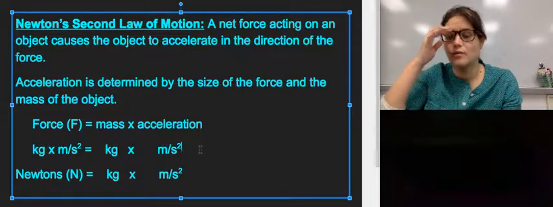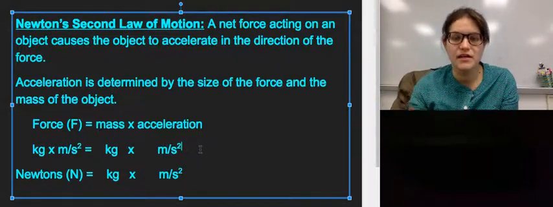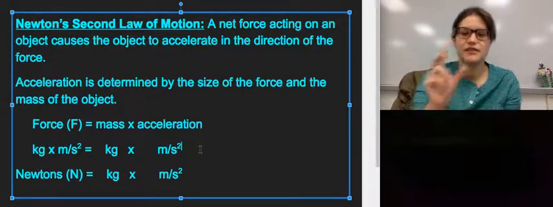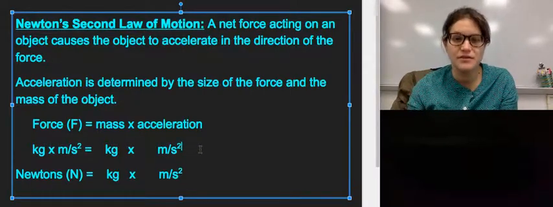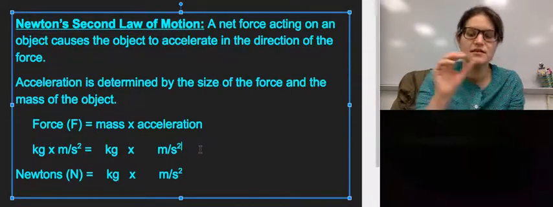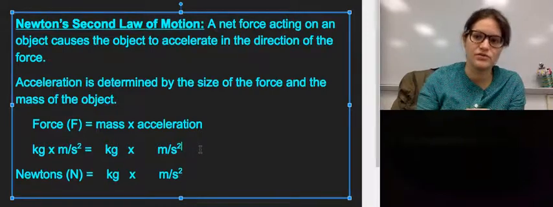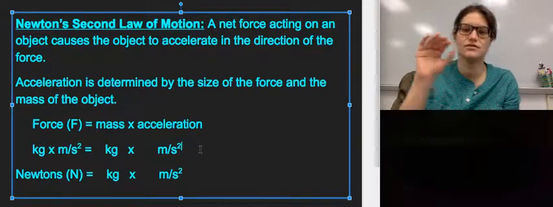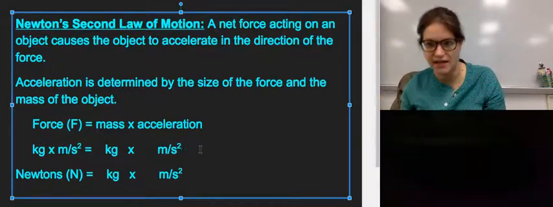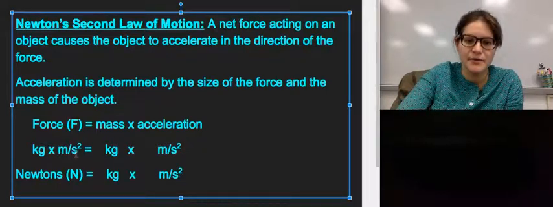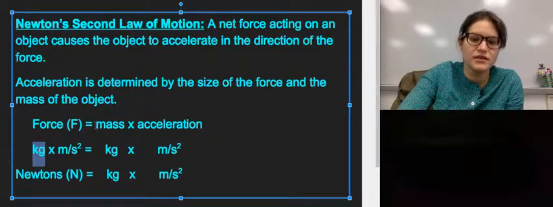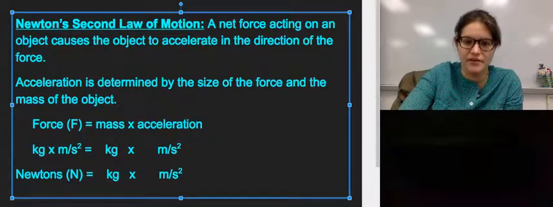So this is like when you find a speed, you're taking distance divided by time. So the unit for speed is the unit for distance, meters, divided by the unit for time, seconds, meters per second. This is the same idea. We're taking the unit for acceleration times the unit for mass, because we're literally multiplying mass times acceleration, so we multiply the units together.